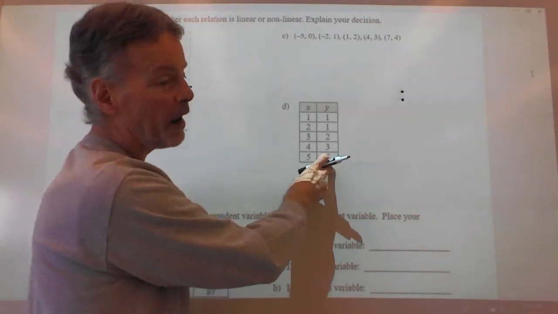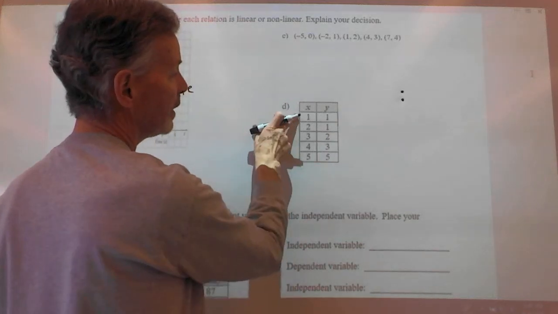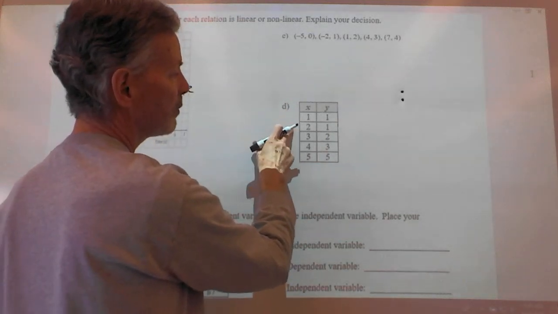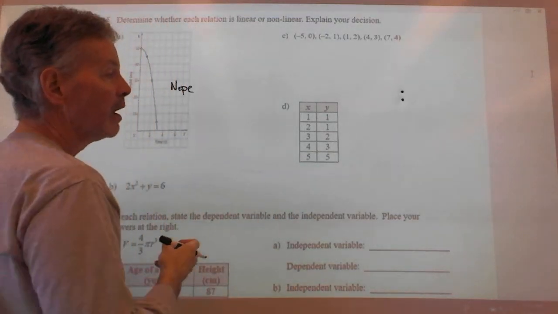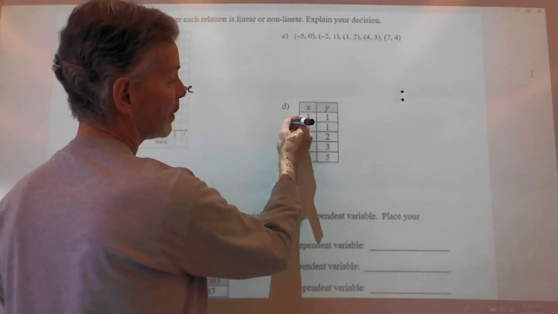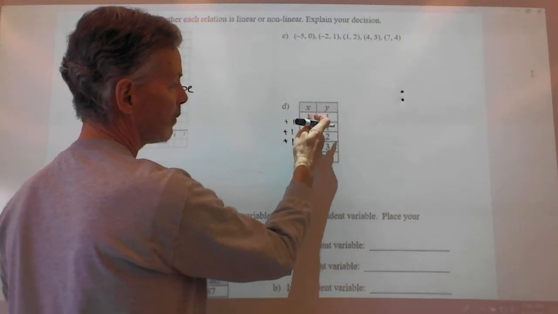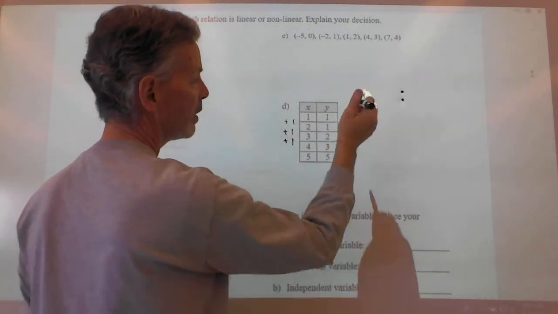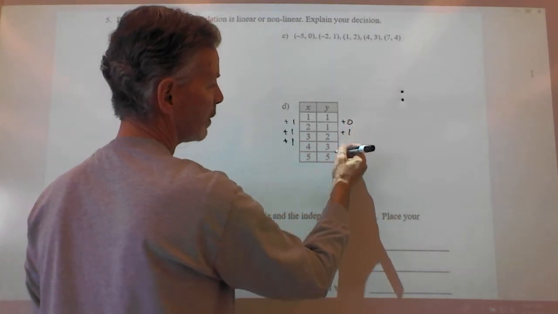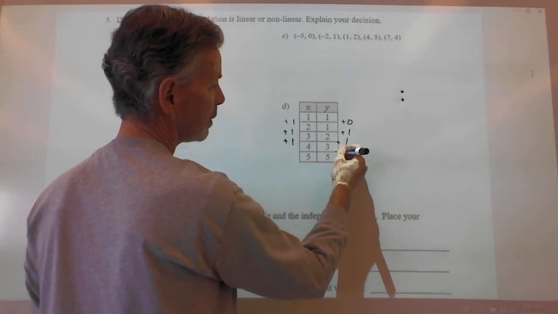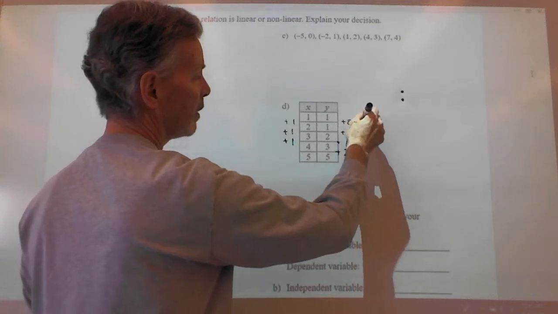It's a little trickier if you have a table of values. You have to look at each variable and see, does it go up from one number to the next in a regular fashion? In other words, each time here you're adding 1 to go from one value to the next. If you look over here, you're adding 0, then you're adding 1, and then you're adding 1, and then you're adding 2. So this one's all over the place, therefore, again, nope.